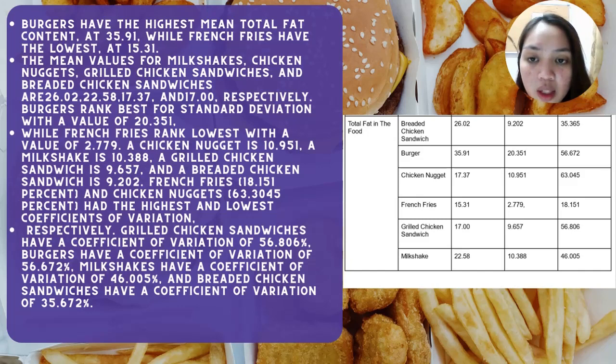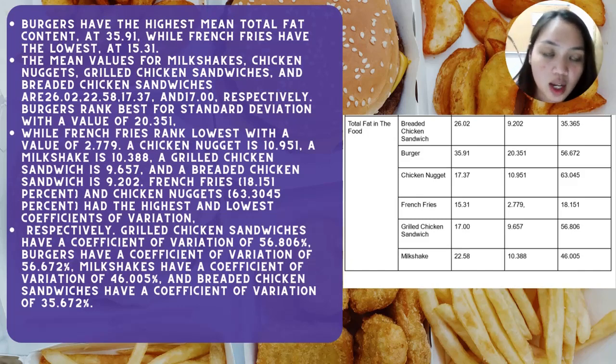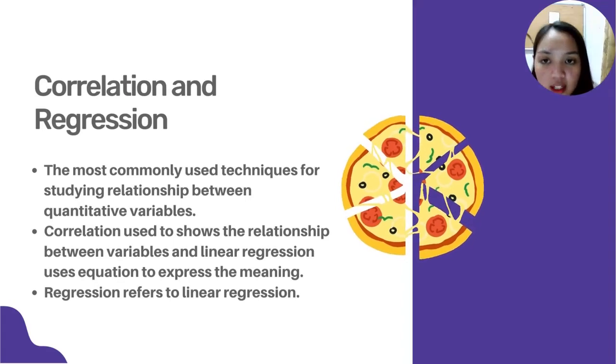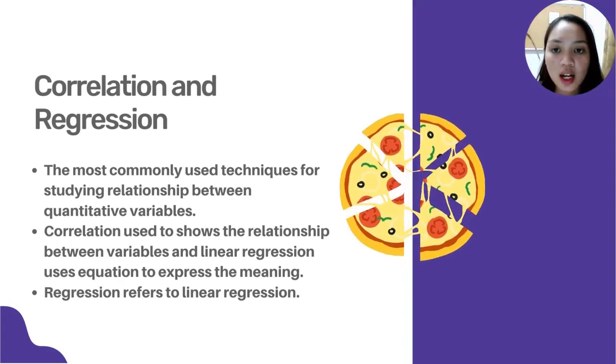So, respectively, grilled chicken sandwich has a coefficient of variation of 56.806%. Burgers have a coefficient of variation of 56.672%. Milkshake has a coefficient of variation of 46.005%, and a breaded chicken sandwich has a coefficient of variation of 35.672%.